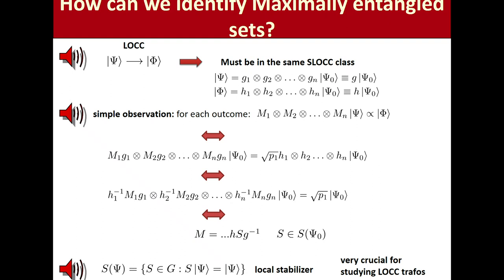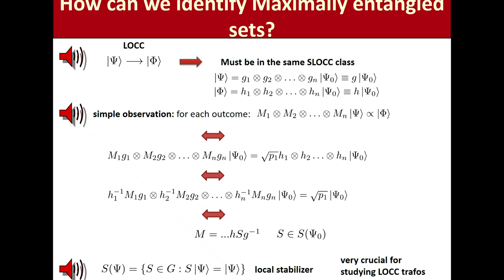So very briefly, what we want to consider are transformations from psi to phi, right? But I told you that LOCC is very difficult. So how can we possibly characterize the maximally entangled set? A very simple observation is that if I want to go from psi to phi, then first of all, these two states have to be in the same SLOCC class. So if I can do the transformation deterministically, in particular, I have to be able to do it probabilistically, obviously. So I can write it in this form here.